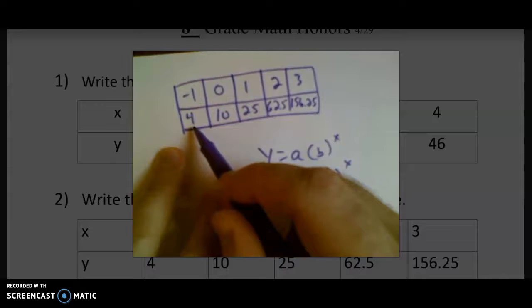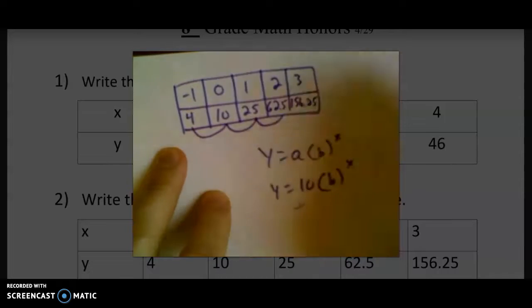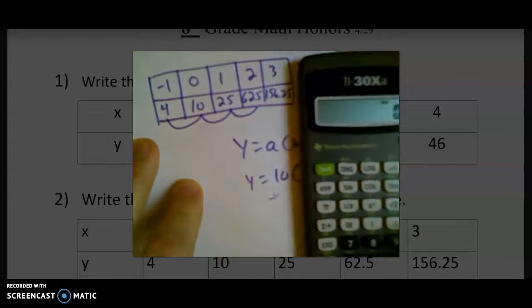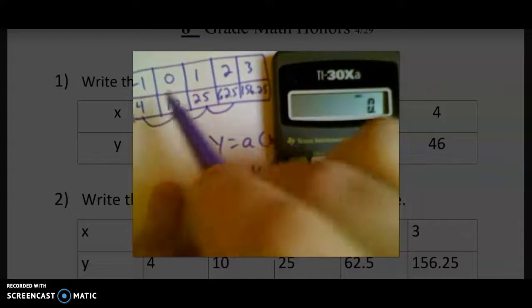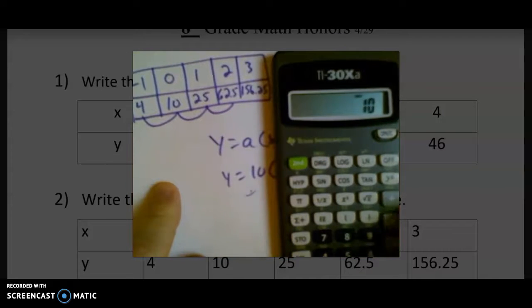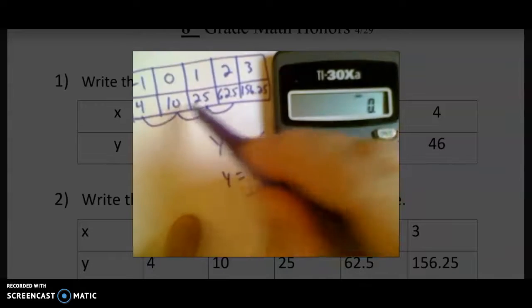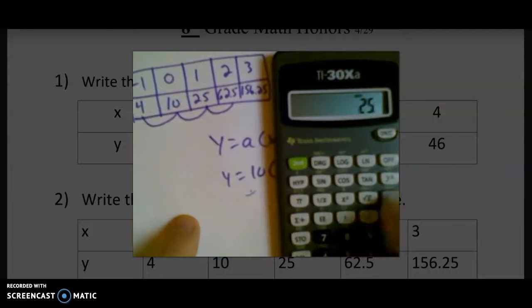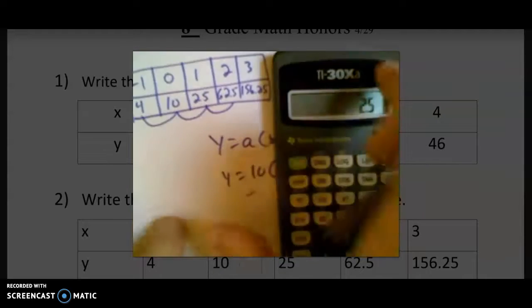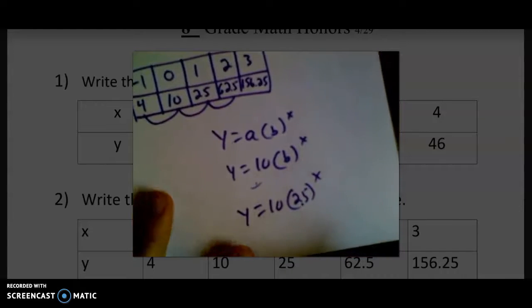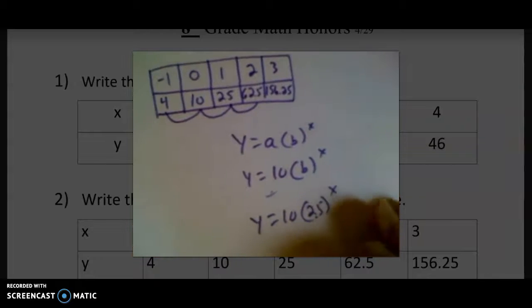And then to find out what I multiply by as I go across, well, the opposite of multiplying is dividing. So I take two consecutive numbers, let's say 4 and 10, and divide them. I'm going to do 10 divided by 4, and I get 2.5. And then if I take, let's say, 25 and 10, the next two numbers next to each other, 25 divided by 10 is also 2.5 all the way across. That means I found my multiplier. So 10 times 2.5 to the x power is my equation.